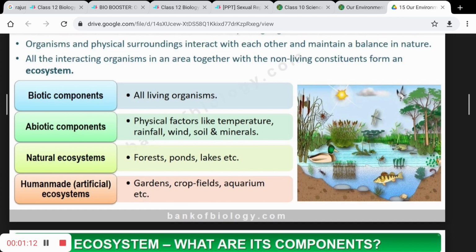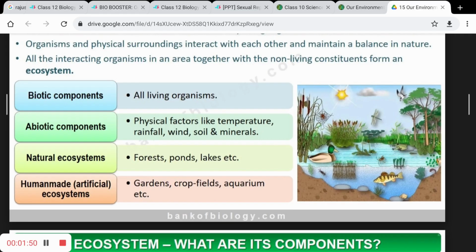Next, the ecosystem can be divided into natural ecosystem and man-made ecosystem. Natural means the man never did anything for that ecosystem. It is produced naturally, not by human beings. That kind of ecosystem is called a natural ecosystem. That is forest, pond, lake.